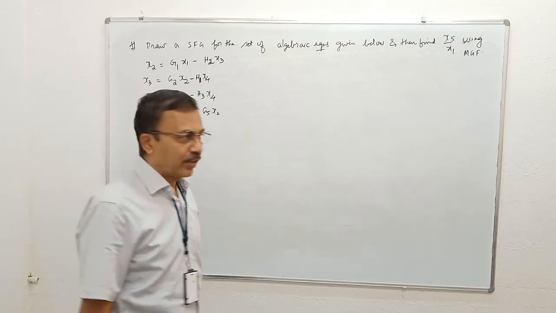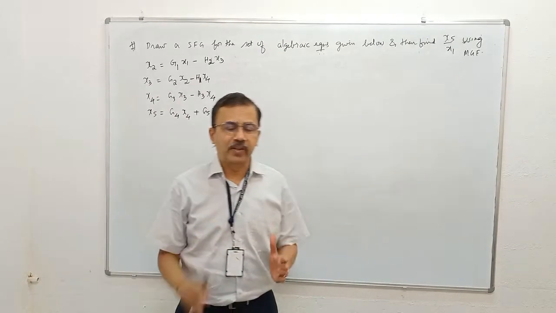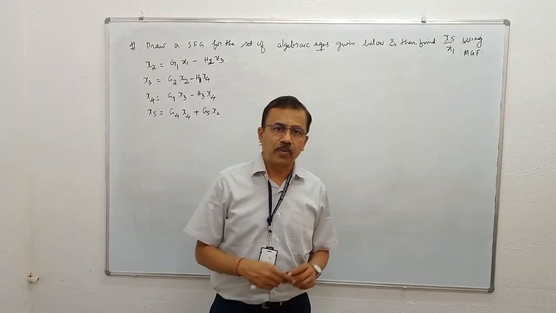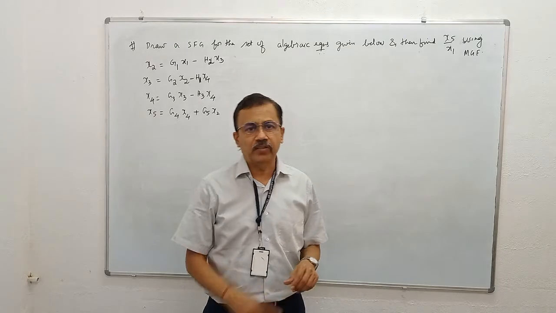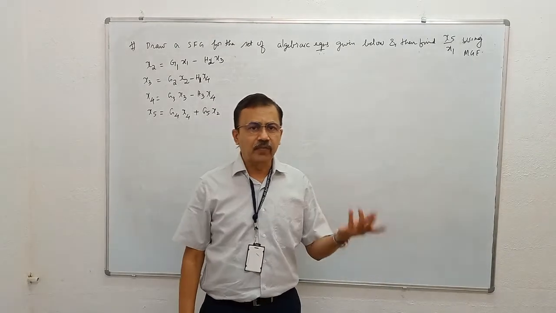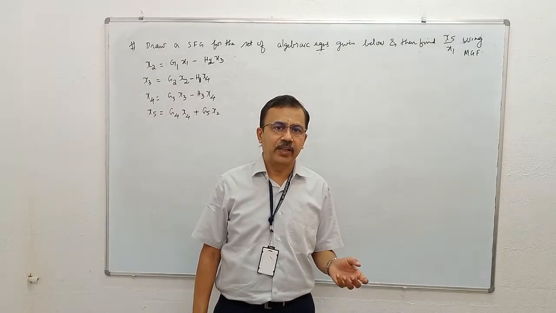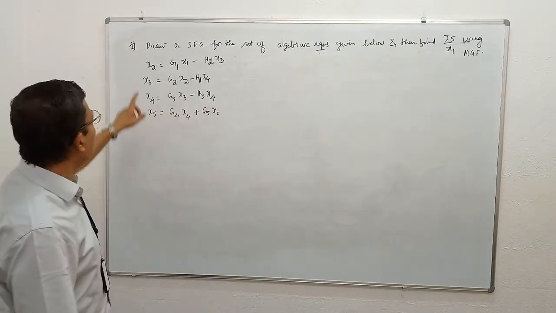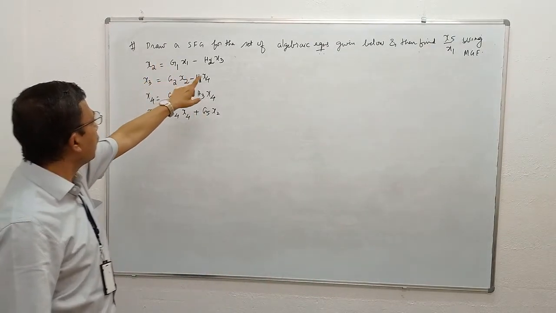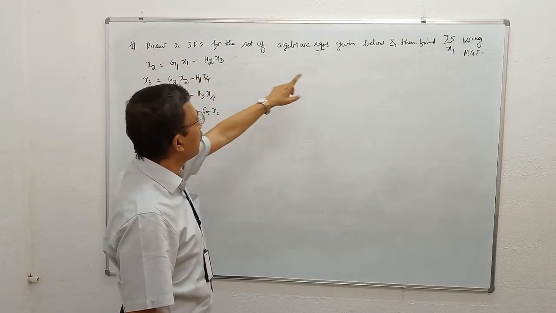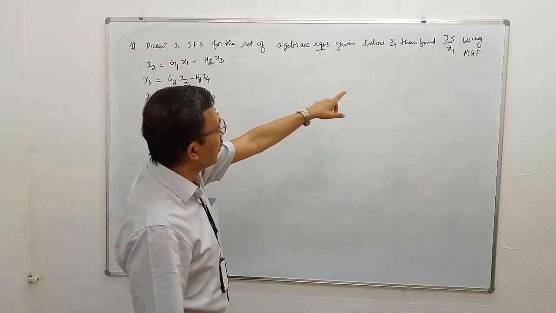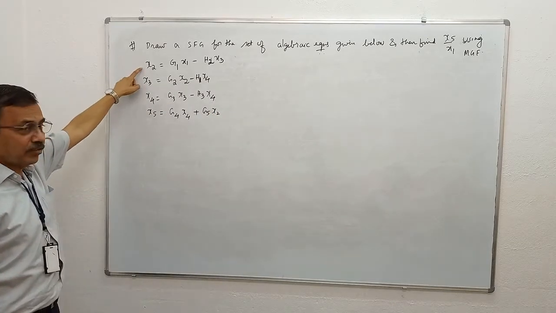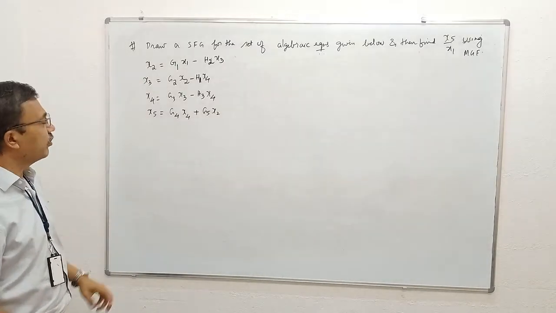Okay. In the examination, sometimes we will be given a set of algebraic equations. For those set of algebraic equations, we are required to draw a signal flow graph, and then from the signal flow graph, we have to find the transfer function. One such example I have written on the board. Draw a signal flow graph for the algebraic equation given below, and then find x5 by x1 using Mason's gain formula. These are the set of algebraic equations.